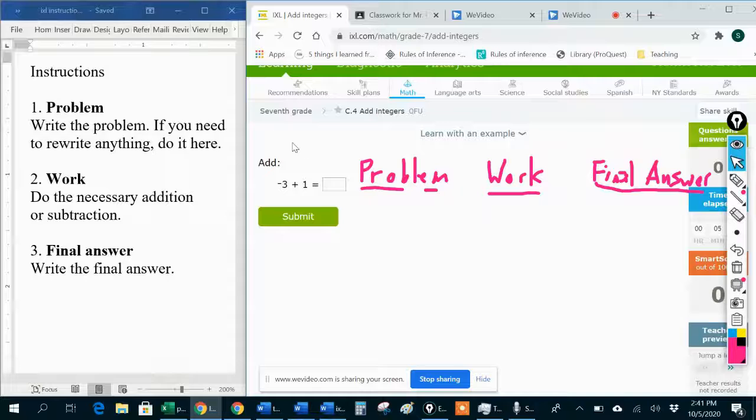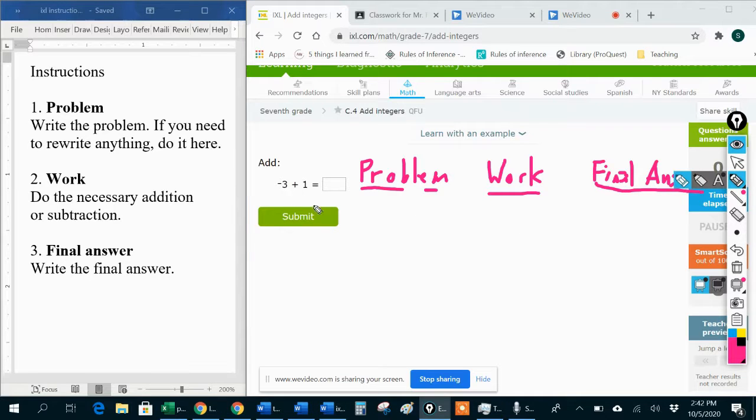Hi, everybody. Let's do 7th grade C4, add integers. For this one, I want you to do the work on paper. These are the instructions. You'll have to write the problem, the work, and the final answer. For the problem, you're going to write the problem, and if you need to rewrite anything, you're going to do it here. Let me tell you what I mean by that.